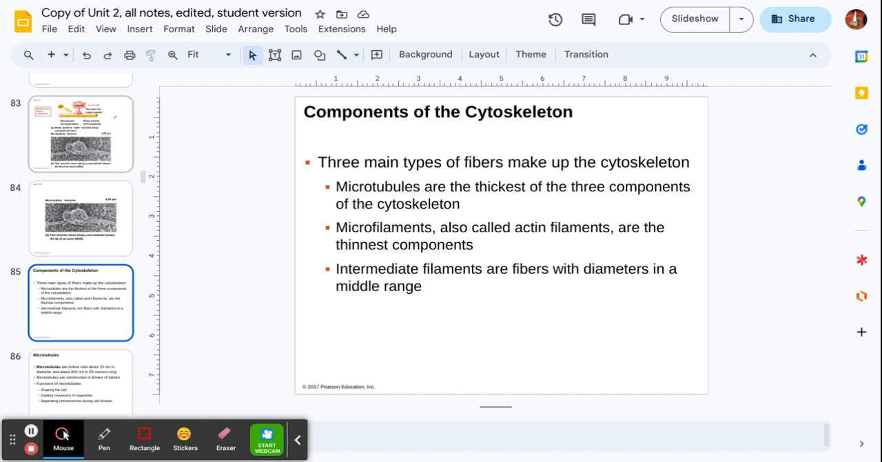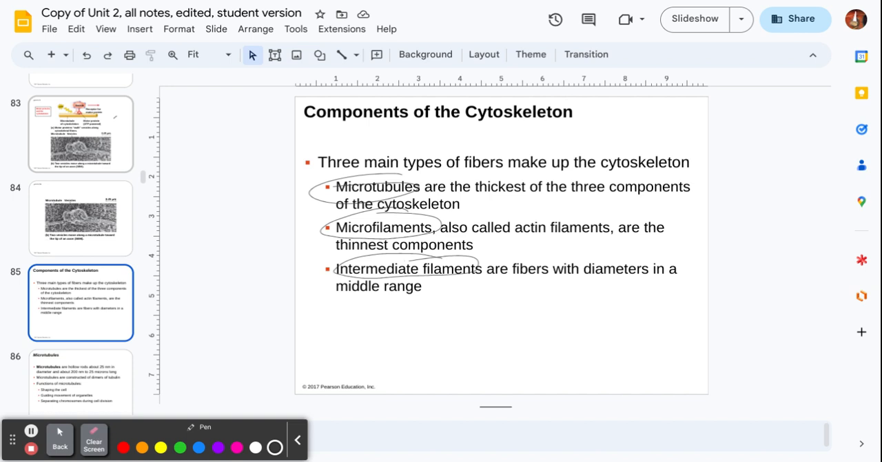So going back to the cytoskeleton in general, that was just kind of an introduction. There are 3 main fibers that make up the cytoskeleton. There are microtubules, first one. Microtubules are the thickest. Then you have the thinnest, which are the microfilaments. And then you also have some that are in between that are called intermediate filaments. And they all have slightly different jobs.